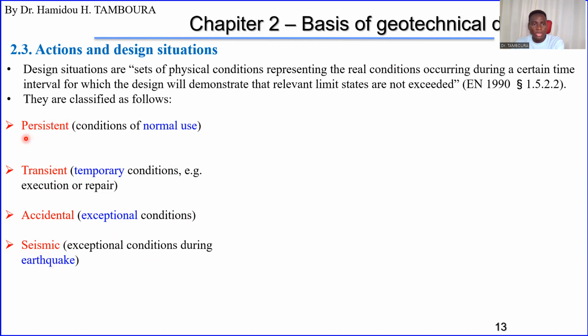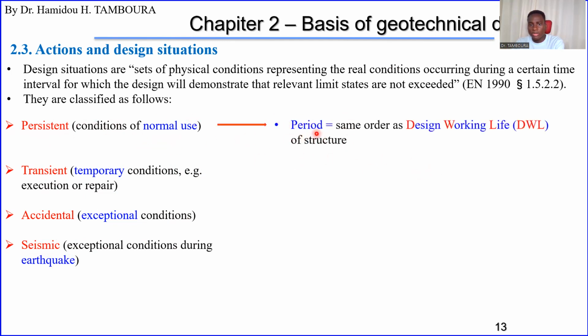So if we take, for example, the persistent one, that one is applied during a period of the design working life of the structure, meaning the whole life of the structure. This persistent is supposed to be applied throughout. And for the transient one, the period is normally much smaller than the DWL, the design working life. It is temporary, maybe a few months or during the construction time.